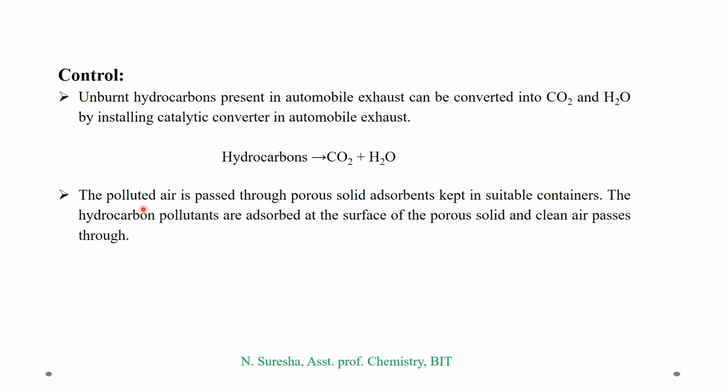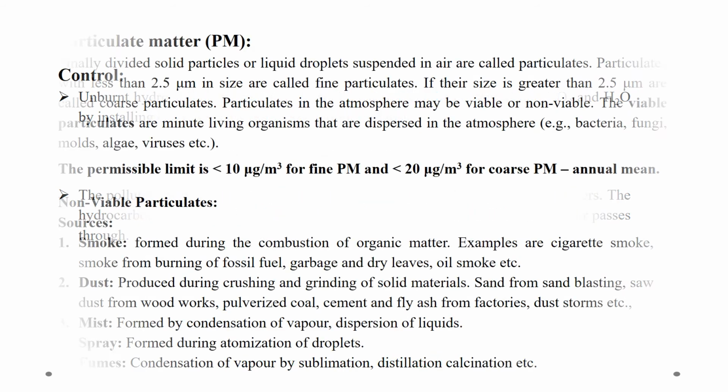The polluted air is passed through the porous solid adsorbents kept in suitable containers. The hydrocarbon pollutants are adsorbed at the surface of the porous solid and clean air passes through. By passing the flue air containing unburnt hydrocarbons through the solid adsorbent, the hydrocarbons will be adsorbed on the surface of these adsorbents and clean air can be released into the atmosphere.